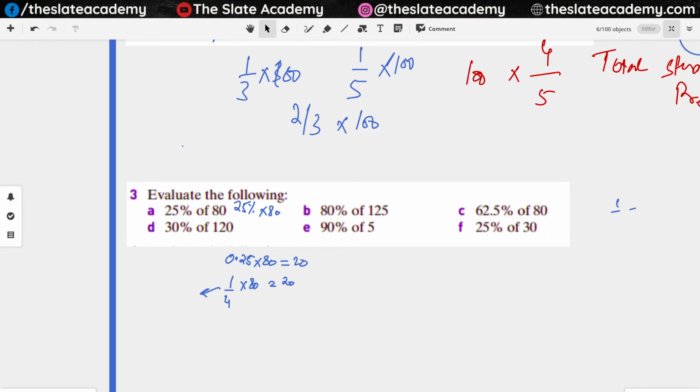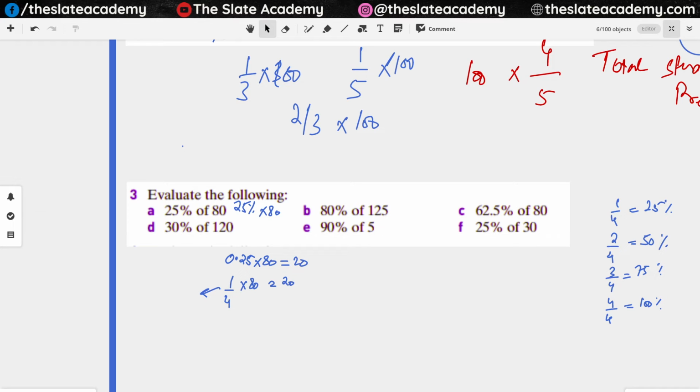1 out of 4 is 25%. Sorry. 1 out of 4 is 25%. 2 out of 4 is 50%. 3 out of 4 is 75%. And 4 out of 4 would be 100%. Similarly, 1 out of 2, I know this is 50%, and 2 out of 2 would be 100%.